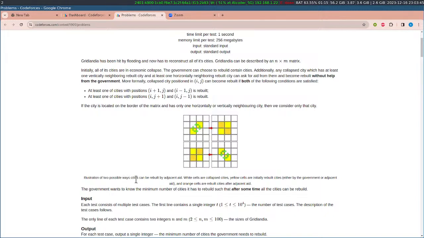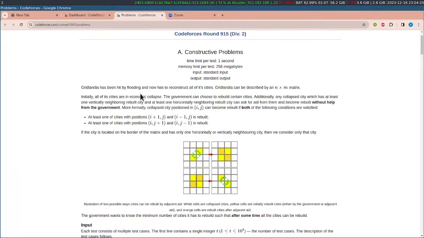There are two possible ways cities can be rebuilt by adjacent ones. And we are asked to find the minimum number of cities the government has to rebuild so that after some time all the cities can be rebuilt. If we look at this example, if these yellow ones are the cities which the government rebuilds, then in the next step the other two will also be rebuilt, because if we look at this one, one neighbor in the column and one neighbor in the row has already been built.